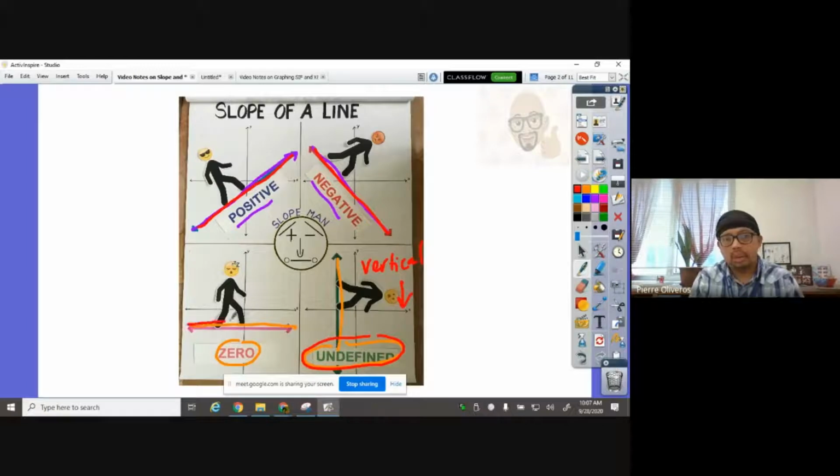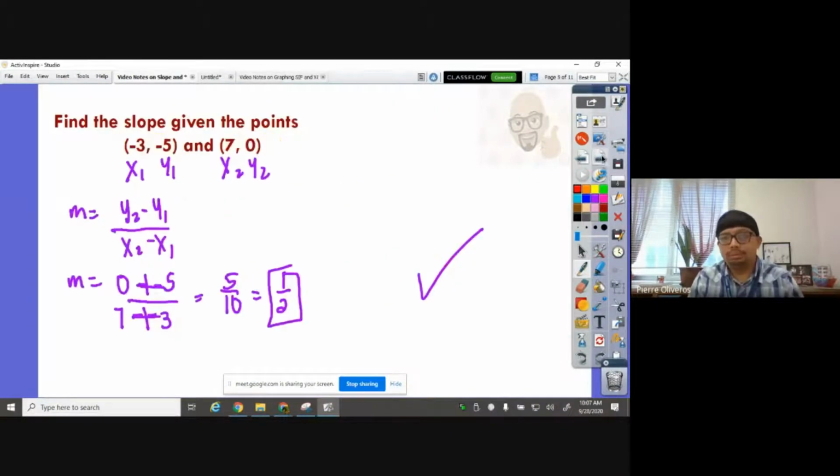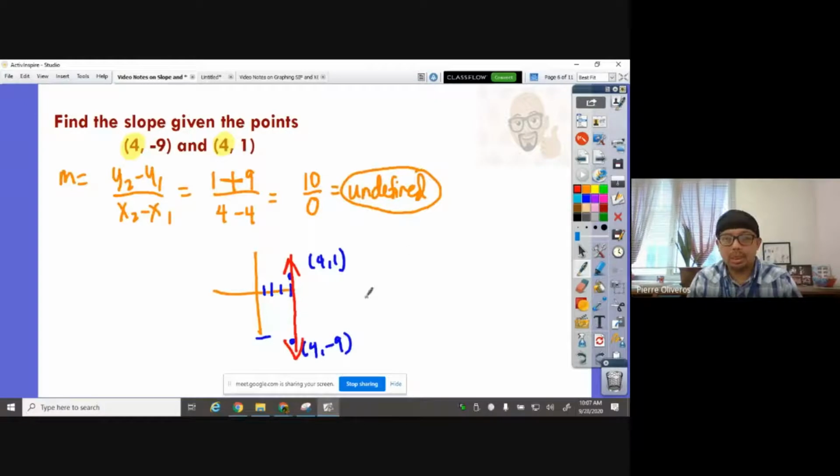And if it's a horizontal line, it will be a 0. And again, this is a positive, this is a negative line slope of a line. So we expect that this will be undefined. A good hint I can tell you is that if the x values here are perfectly the same, it will be an undefined slope.